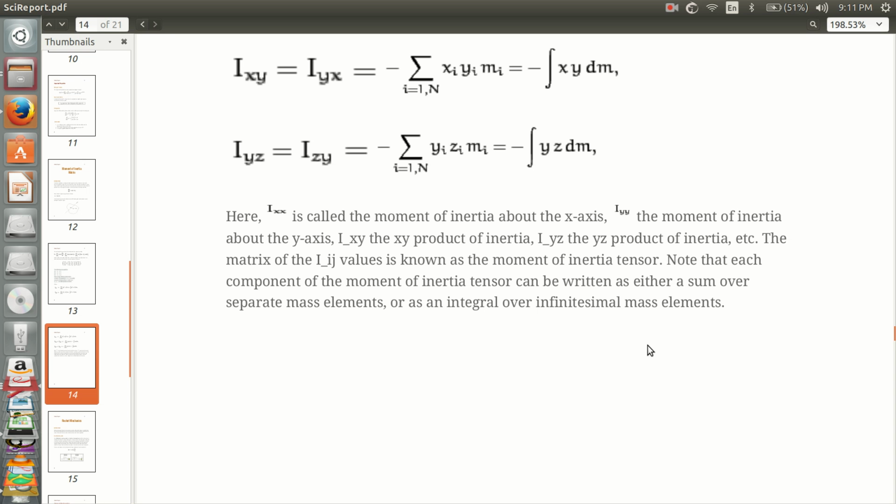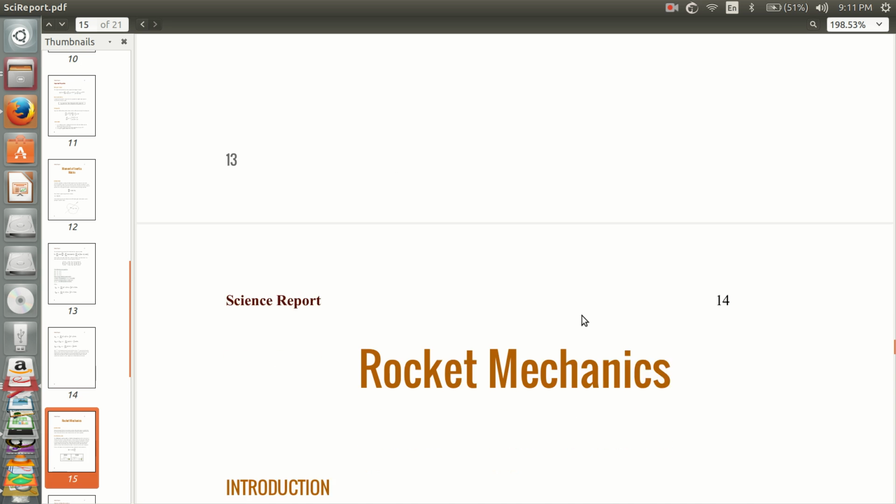Note that Iij is known as the moment of inertia tensor, and each component of the moment of inertia tensor can be written as either a sum over the separate mass elements or as an integral over the infinitesimal mass elements.